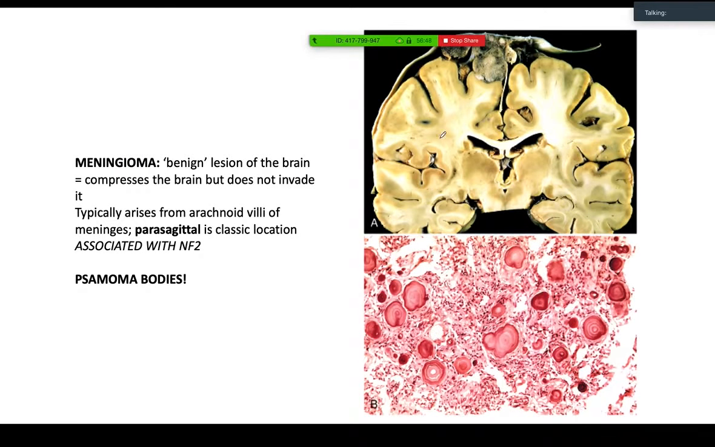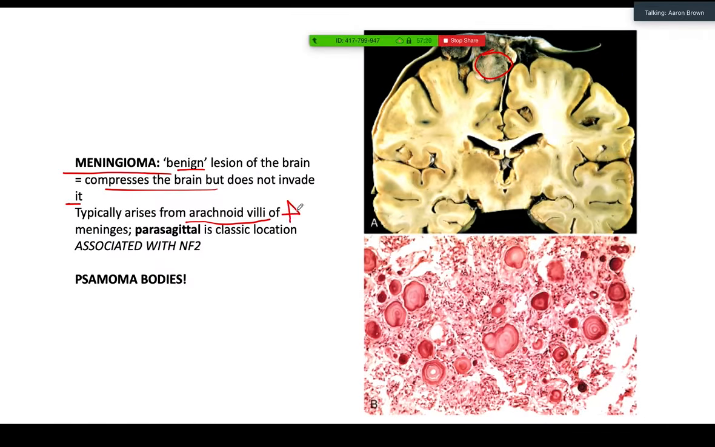Okay, meningioma. A meningioma is a tumor of the meninges. So we're not talking about our CNS tissue itself here. We're talking about that connective tissue that's right outside the brain. This is a benign lesion. It compresses the brain but does not invade. We're not looking for metastasis. These are not nerves or astrocytes or anything like that growing, just those connective tissue cells that are growing. Typically arises from arachnoid villi.